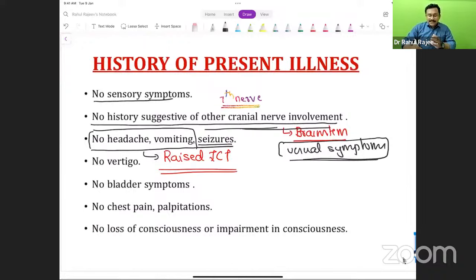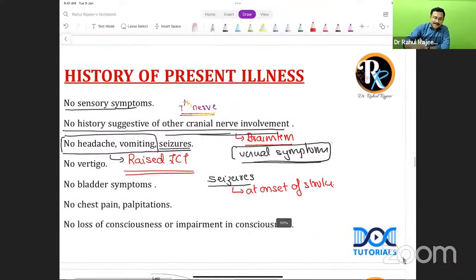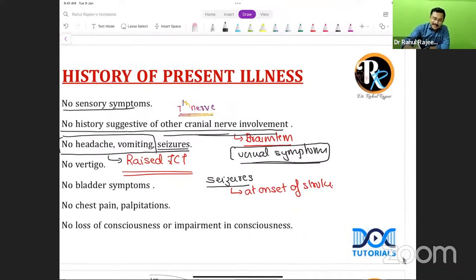So, seizures in stroke, suppose if it is a stroke case, are seen in what sort of stroke? Embolic stroke or hemorrhagic stroke? What do you think? What sort of stroke will you have seizures in? Remember, seizure at the onset. If you get a seizure at the onset of stroke, that is, at the time of the stroke, the patient is having a seizure, this is likely to be embolic.